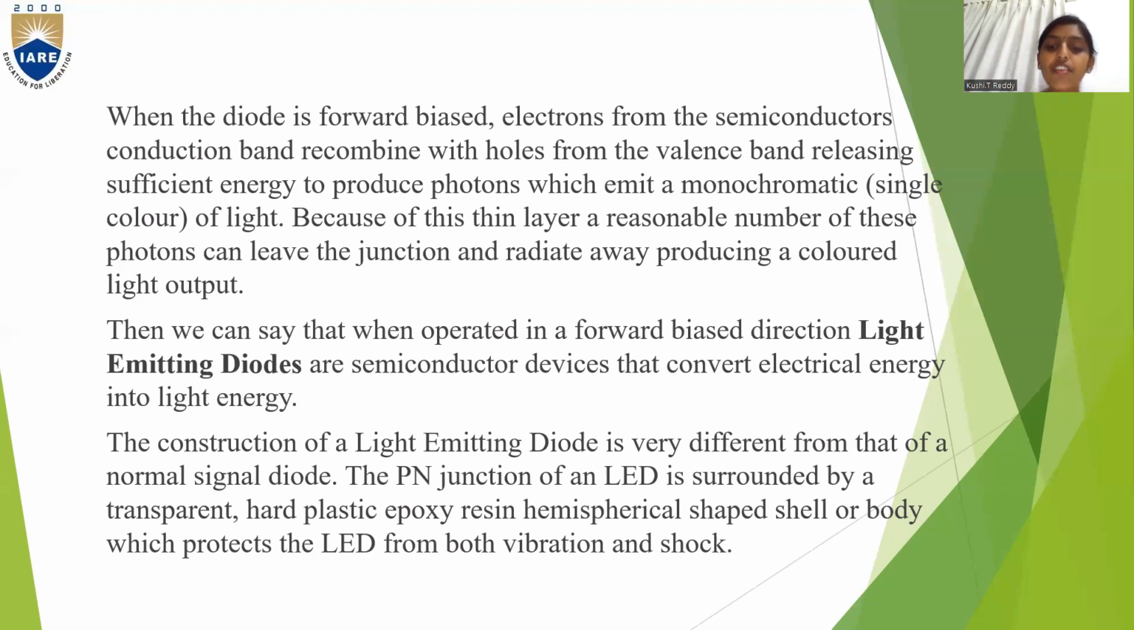The construction of a light emitting diode is very different from that of a normal signal diode. The PN junction of an LED is surrounded by a transparent, hard plastic epoxy resin hemispherical shaped shell or body, which protects the LED from both vibrations and shocks.